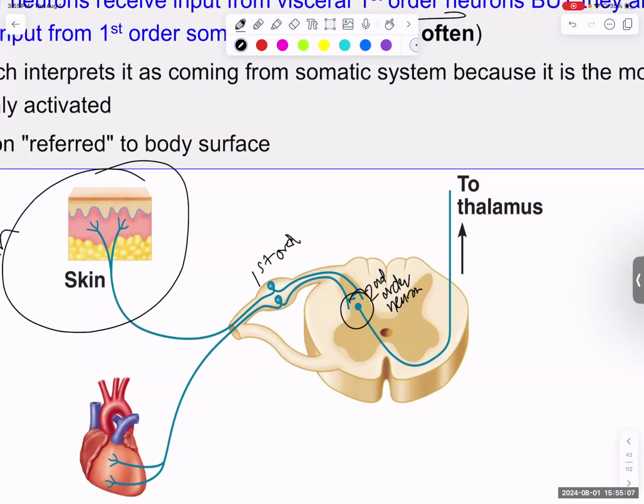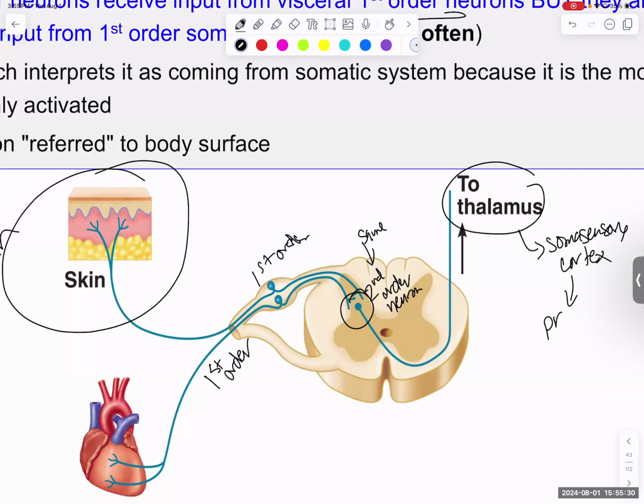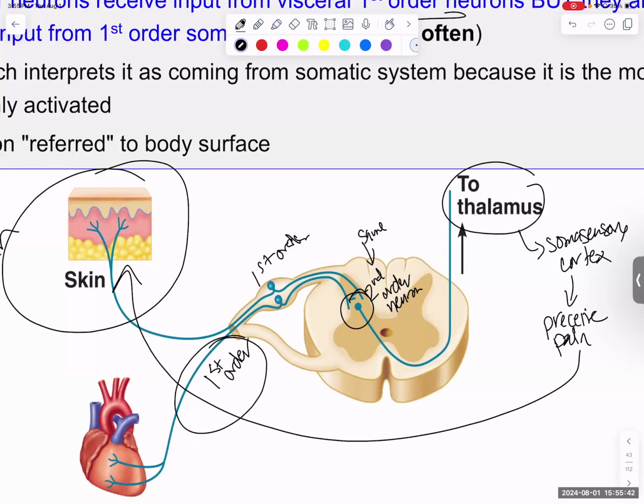This is first order. This is first order. Remember, pain is perception. And so since they are synapsing on the same second order neuron, it goes to the thalamus, it goes to the somatosensory cortex, and we're going to perceive it from the most common place, which is going to be our arm or our skin. It takes a while to realize, oh no, it's actually coming from our heart.